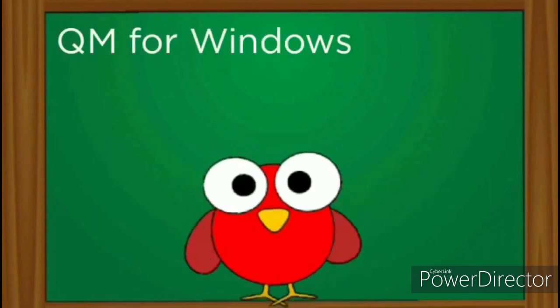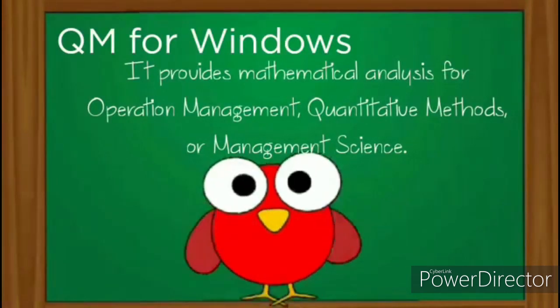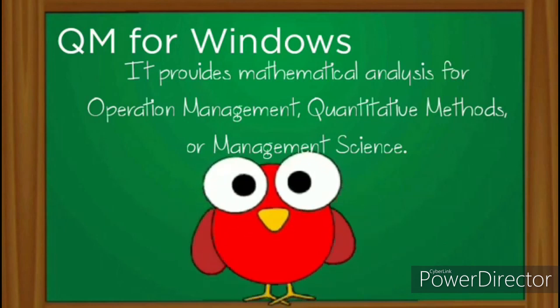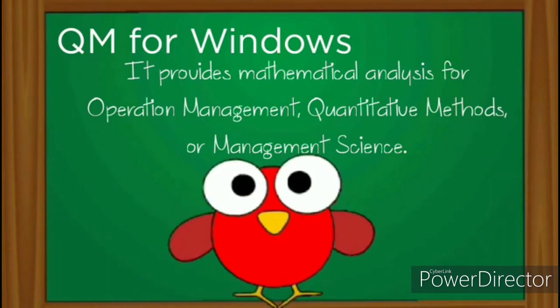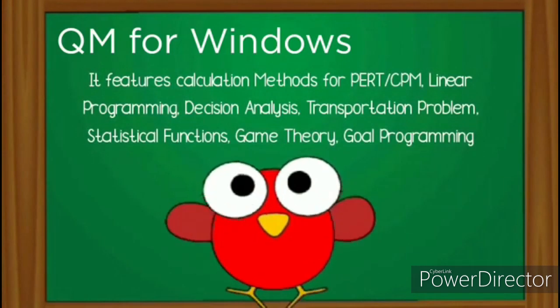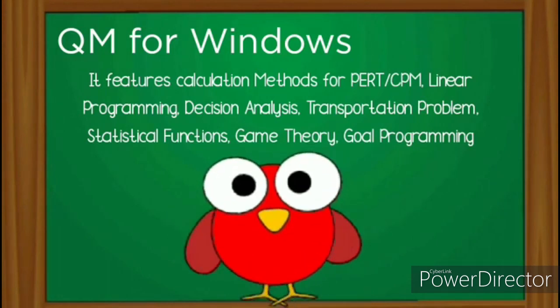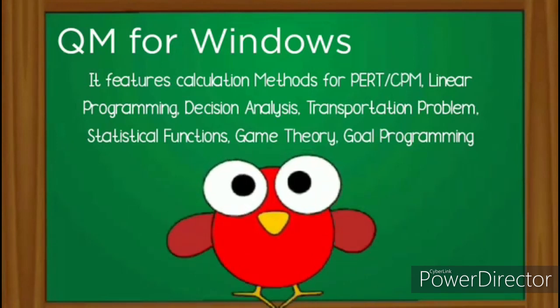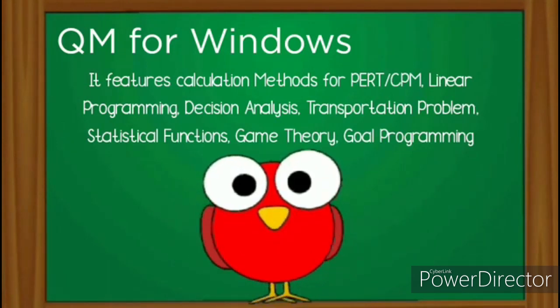QM for Windows provides mathematical analysis for operations management, quantitative methods, or management science. It features calculation methods for PERT or CPM, linear programming, decision analysis, transportation problems, statistical functions, game theory, goal programming, and etc.